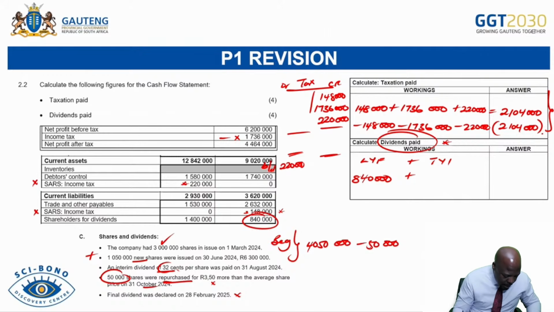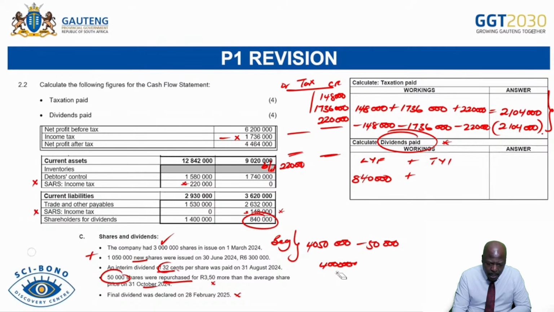Let's see if they were given the final dividends. Shareholders were repurchased more than the average price paid. And then let's see if we can calculate and get the right amount. So if we say 4,050,000 minus that, you're going to end up with 4 million here. So we're going to end up with 4 million shares, because we have subtracted over there. 4 million shares. All right.